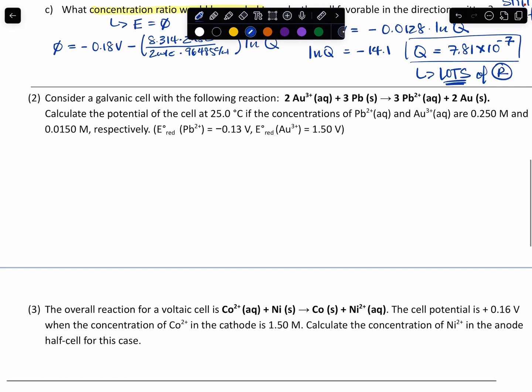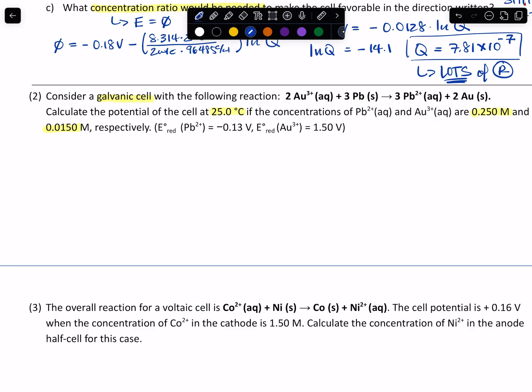Let's look at this next problem. Consider a galvanic cell with the following reaction: two gold ions plus 3 lead solid forms 3 lead ions plus 2 gold solid. Calculate the potential of the cell at 25 degrees Celsius if the concentrations of the lead ions and the gold ions are 0.25 molar and 0.015 molar respectively, and it gives us the reduction potentials for both of those. So we're trying to figure out the potential of the cell under non-standard conditions.